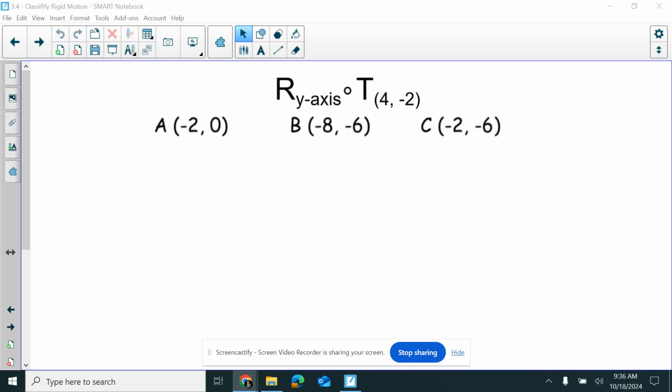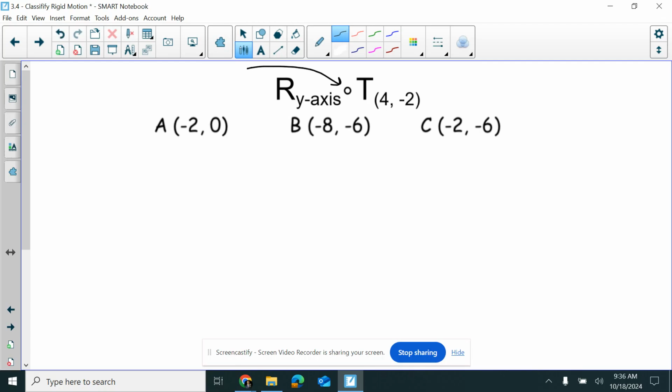Today we're going to go over how to do a composition of transformations. That means you're going to be doing multiple transformations to the same set of points. Typically we use this special notation with functions, but today we're going to use it with transformations. So this is a composition of a transformation. I'm doing a reflection over the y-axis of a translation.